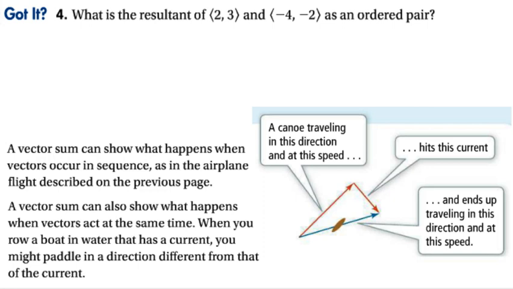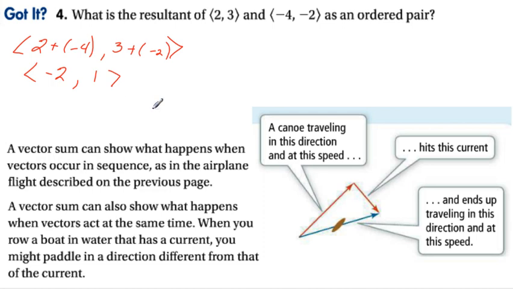All right, so I'll just demonstrate this one algebraically. We're going to get 2 plus a -4 for our x coordinate, and our y coordinate will be 3 plus a -2. So we end up with a -2 for our x-coordinate and a +1 for our y-coordinate.